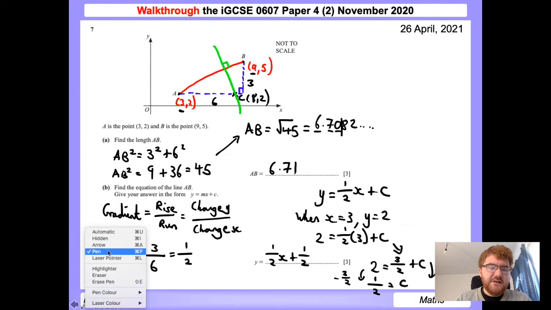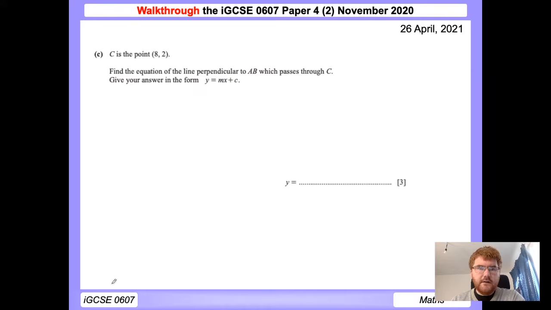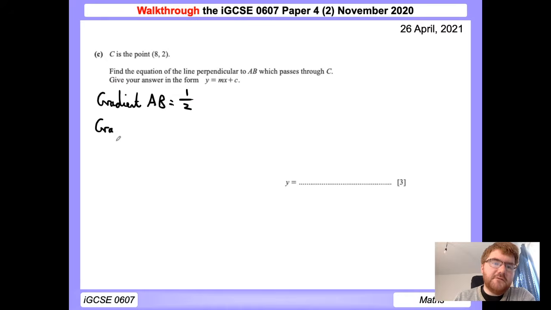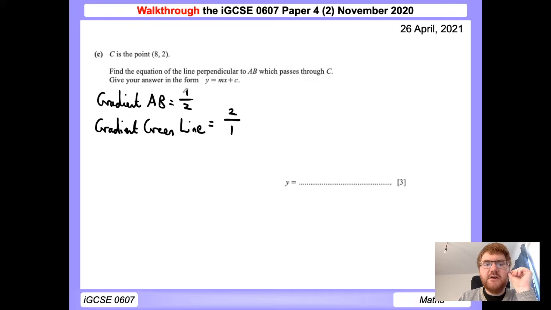Right, so the first thing we need to do is work out the gradient of the green line. Well, let's have a think about that. There we are. So the gradient of AB was a half. So the gradient of the green line, well, there is a formula here, but the way I tend to teach this is to work out the gradient of a perpendicular. We flip the fraction, so we get 2 over 1, and then we switch the sign.